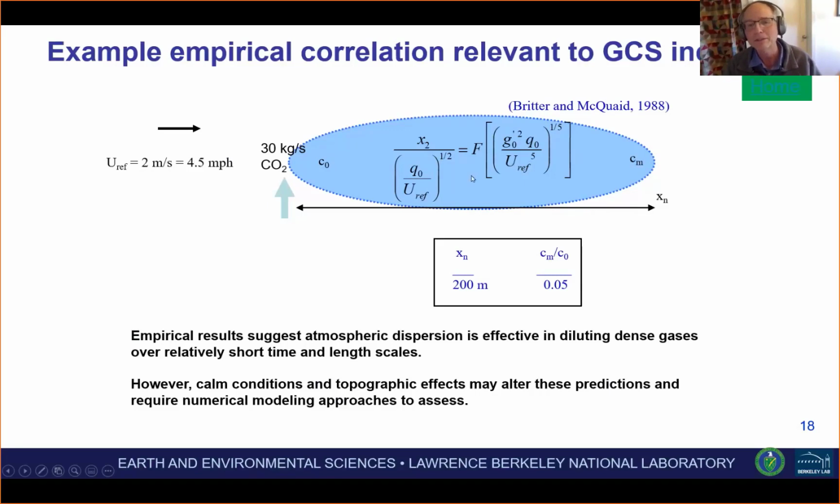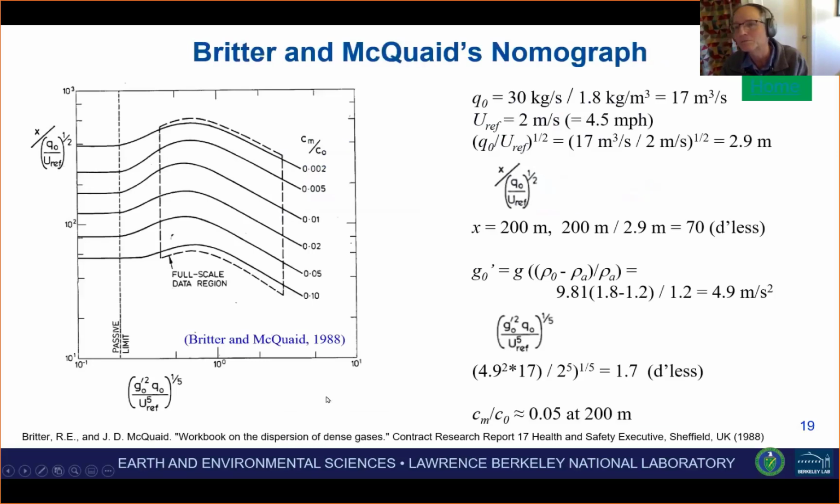And this is all empirical, but by virtue of these correlations, one can then make predictions about the dispersion of dense gases. Overall, these empirical results all suggested that atmospheric dispersion is pretty effective at diluting dense gases, but you always have to remember calm conditions or topographic effects are not really included in these kinds of correlations, and they may motivate you to use more sophisticated numerical modeling approaches.